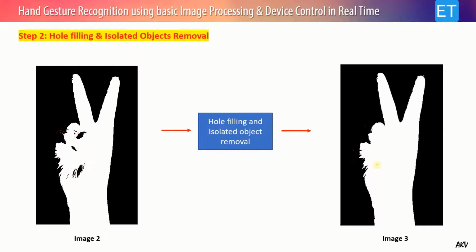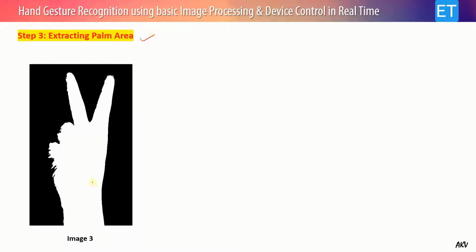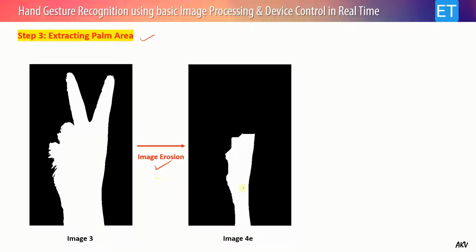The next step is extracting the palm area. Here this is your input image, which is the output of your previous step. This will go to the palm area extraction. First we will go for image erosion, which is again a morphological operation. With image erosion we get this type of output, and this erosion is done with a structuring element of type disk.